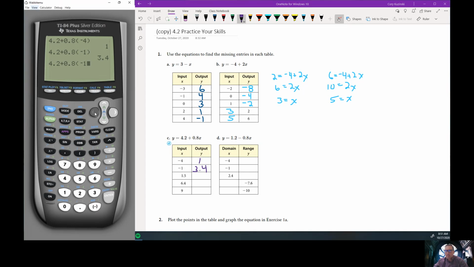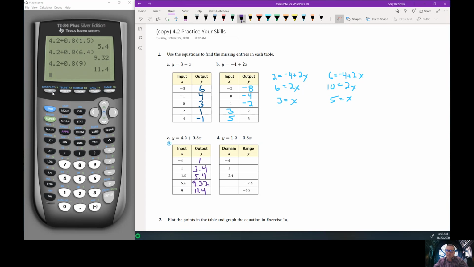Second enter, change this to a 1.5, 5.4, and let's see, second enter, change the 1.5 to a 6.4. That gives me 9.32. And one more time. Just hit delete a couple times. There we go. Get 11.4. Easy way to fill out that table.